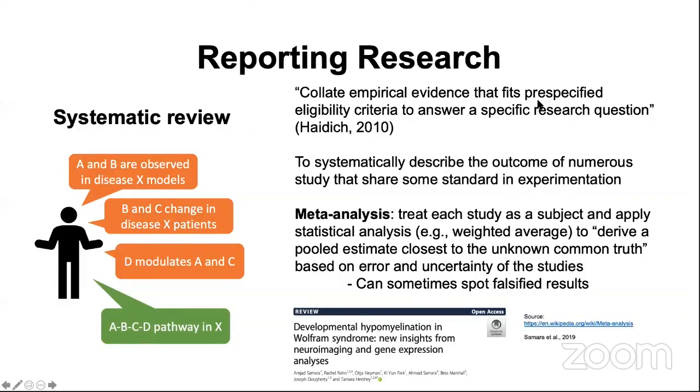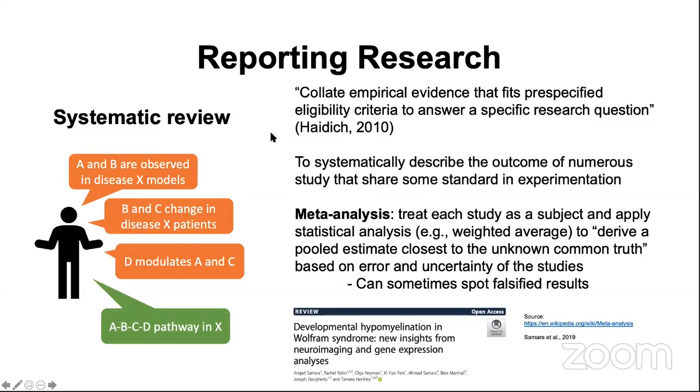Okay, now that we've talked about primary research articles, another type of research is called a systematic review. Its definition is that it is a combination of empirical evidence that fits pre-specified eligibility criteria to answer a specific research question. What does this mean?